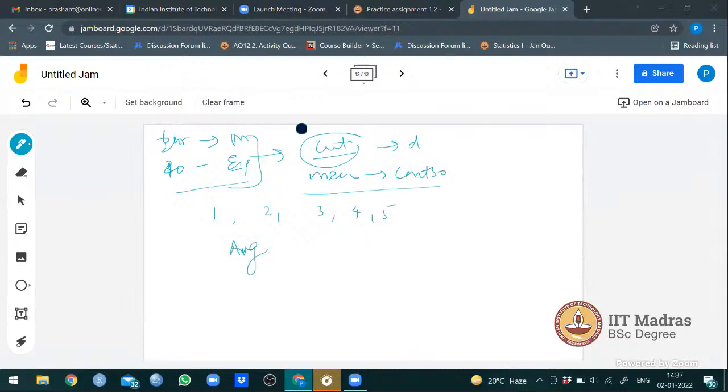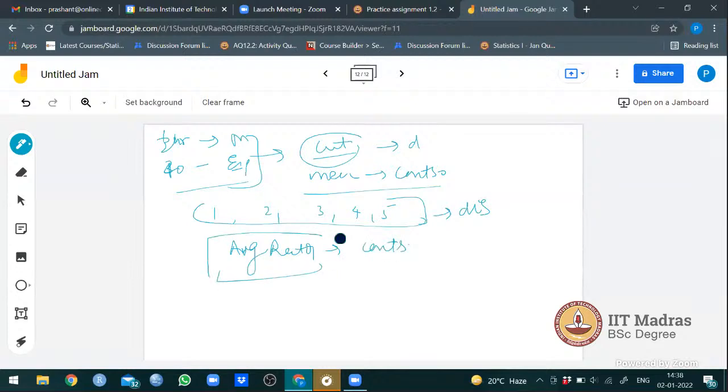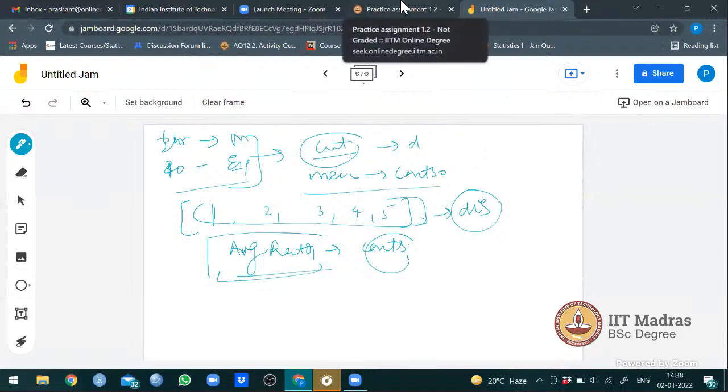See, listen to me. Please raise your hand and I will go one by one. Rating is discrete, and average rating will be continuous, because if you calculate the average, it can take any value between 1 and 5. But some websites may have a rating system where you can give ratings like 1.5 or 2.5, in decimals also.